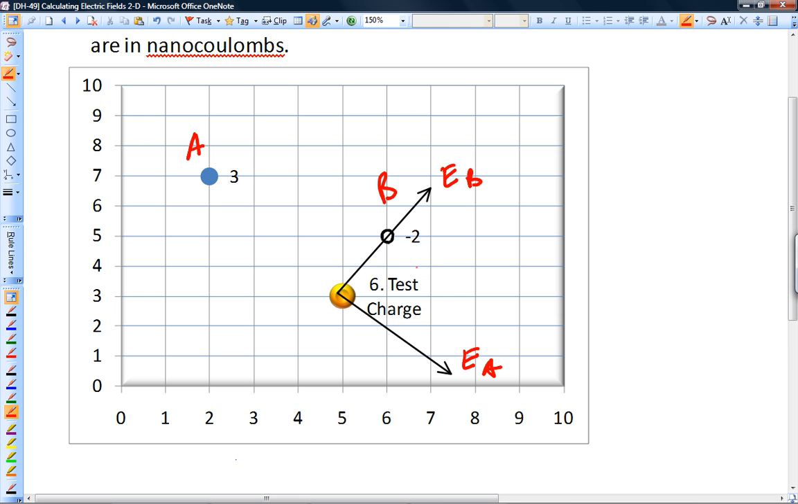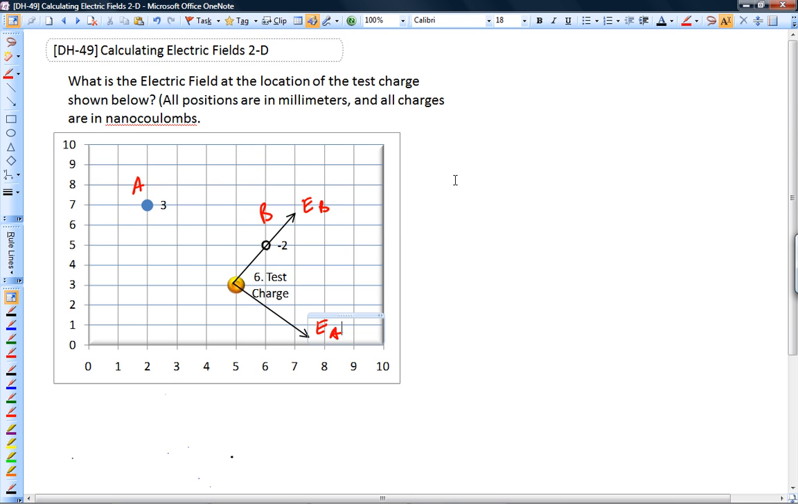You can see that this one is going to be maybe 45 degrees-ish as drawn, and this one might be 45 degrees below the y-axis, something like that. But we've got to actually do the math. And to do that, let's actually zoom out a little bit. And I'm going to turn on some grid lines.